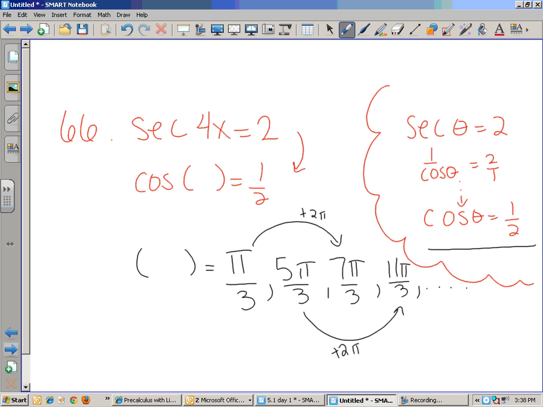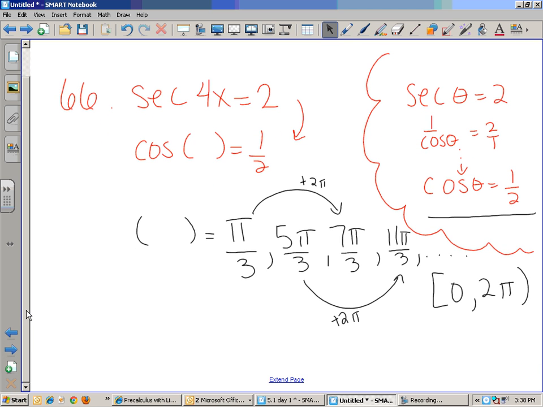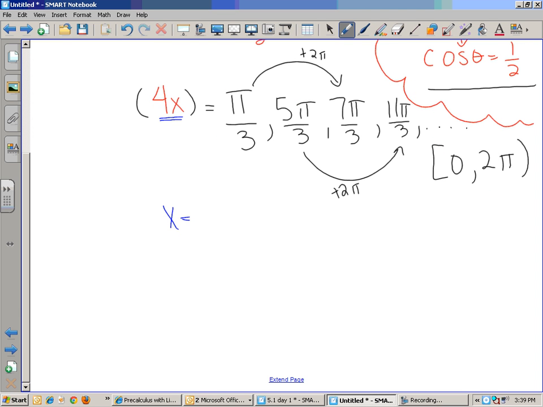Now, again, I'm going to cut my window from 0 to 2 pi. I'm always cutting that, especially for the quest. So in this case, though, I don't have just theta. I have 4x, so I have to put 4x in here. And remember, we don't solve for 4x. We need to solve for x. So now I'm going to take all of these numbers and divide by 4. All of them, divide by 4. And that's really what I want to take a look at: how does that happen?